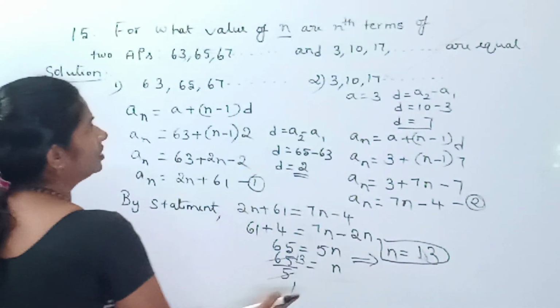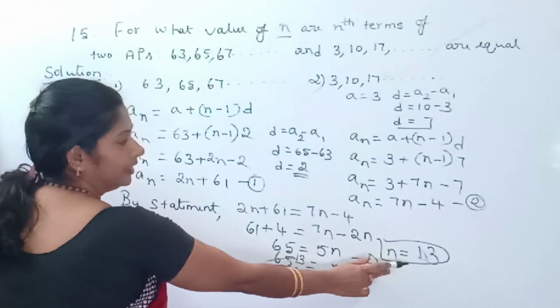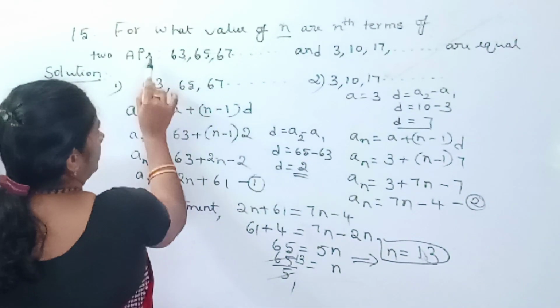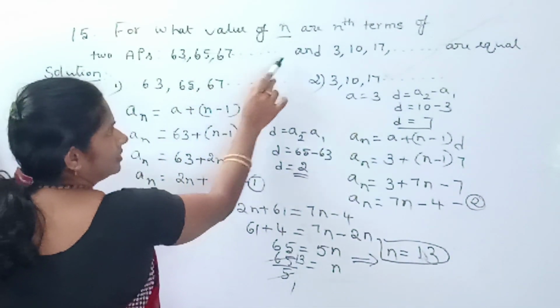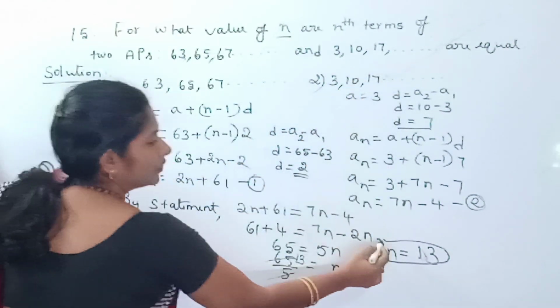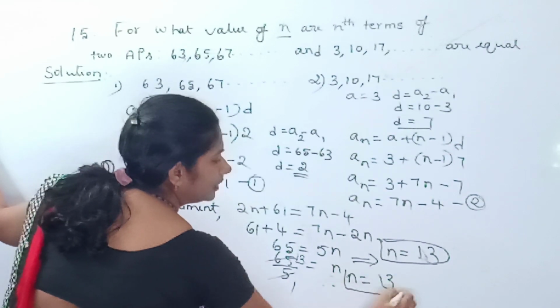So what is the conclusion, children? For what value of n? So n value is 13. So our nth terms of these two APs 63, 65, 67 and 3, 10, 17 are equal. So what is the value of n? Therefore n value is 13.